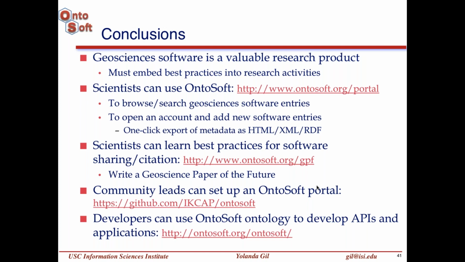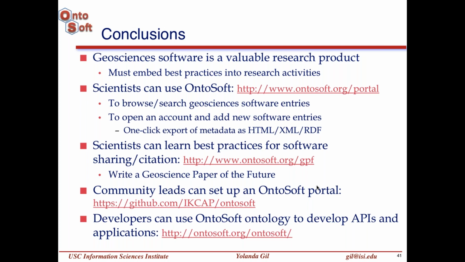OntoSoft is a repository of software metadata, so it's a software registry. You can browse, search, and enter descriptions about software. It's very easy to open an account and add new entries. You can export the metadata at the end and put it in your GitHub or your favorite place where you keep the code.